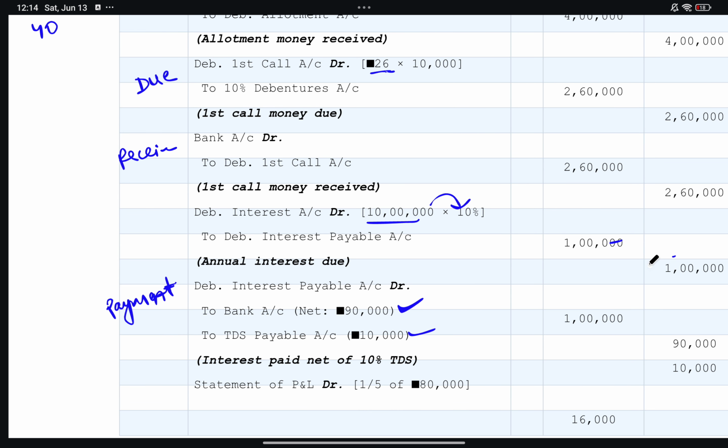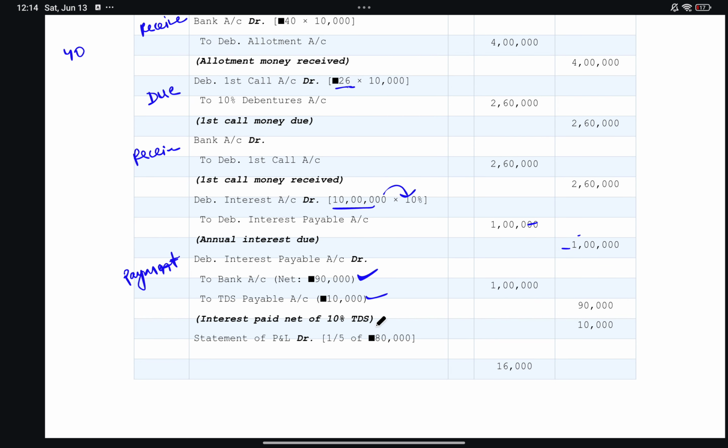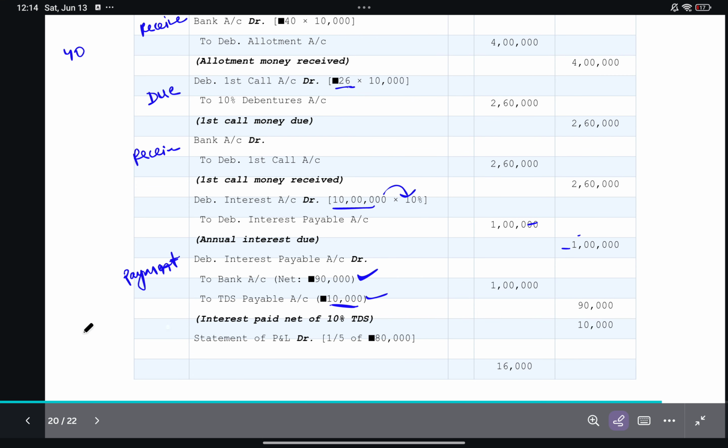This TDS is deducted from this 1 lakh. So 1 lakh minus 10,000 is equal to 90,000. Debenture holders will get 90,000. That is their tax, and this 10,000 tax will be paid to the government. So what entry will be there? TDS to bank, 10,000. Got it? And the last entry is to transfer that interest to P&L, and it is given in our question that we transfer that interest to P&L.